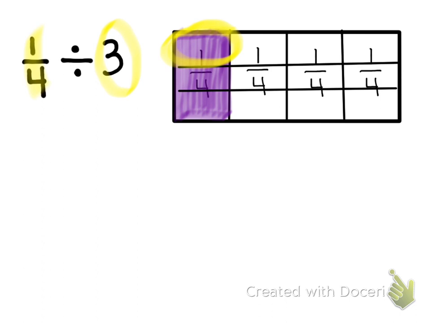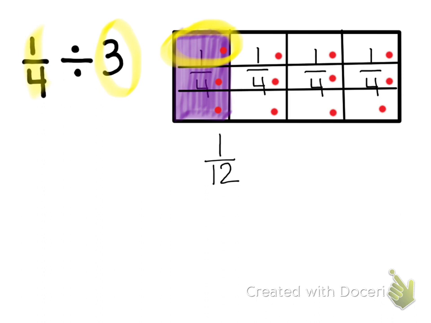And right here where the colors overlap, I have 1 unit out of 1, 2, 3, 4, if I keep counting them, there are 12. So I have 1 unit out of 12. And that's my answer. 1/4 divided by 3 is 1/12.